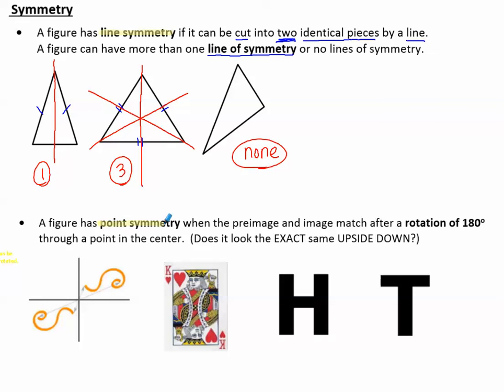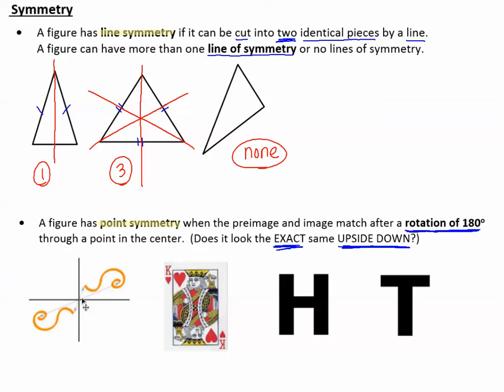How about point symmetry? Well, a figure has point symmetry when the pre-image and image match after a rotation of 180 degrees. Remember, 180 degrees means flipping it completely upside down. So it matches after this type of rotation through a point in the center. Ask yourself, does it look exactly the same upside down? Well, let's check out these and see if they have point symmetry.